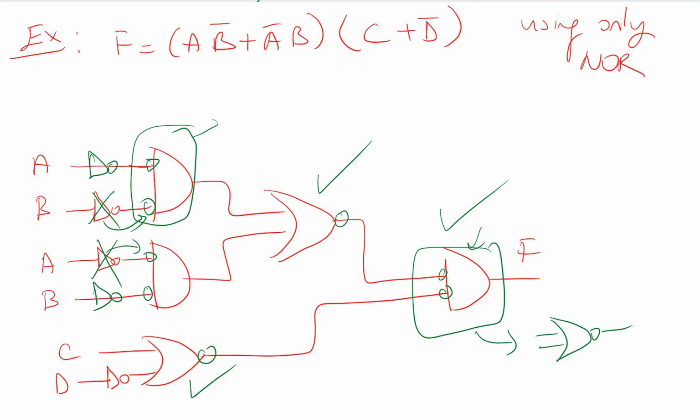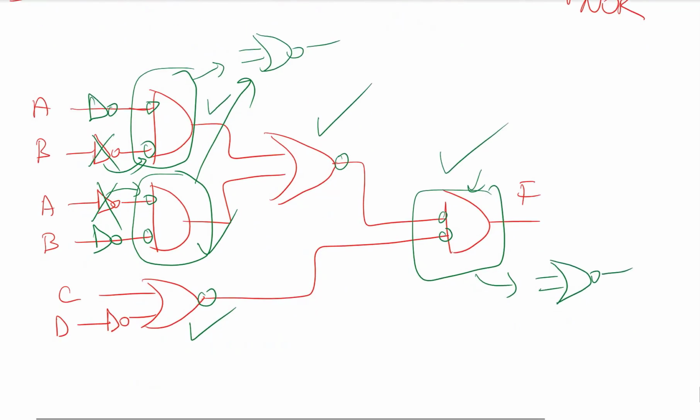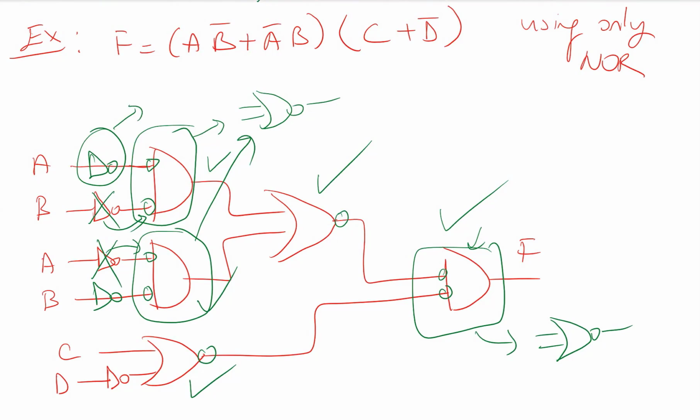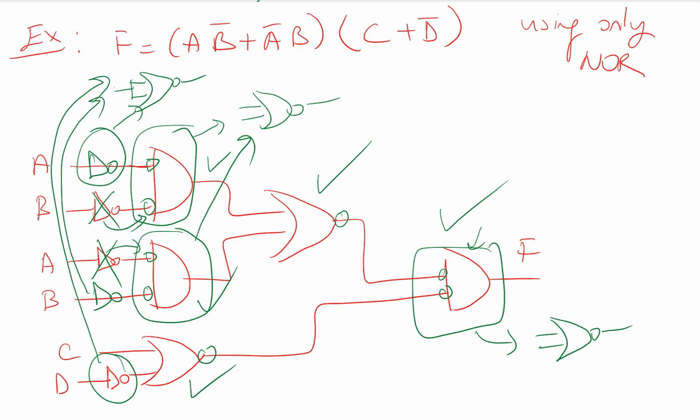So this is equivalent to a NOR gate. This is also equivalent to a NOR gate. So this is okay, this is okay. All we need to do is convert these inverters, and you can replace this using a two input NOR gate where the inputs are connected together. Similarly, we will be replacing this and replacing this with this, and we have converted all the gates to NOR.